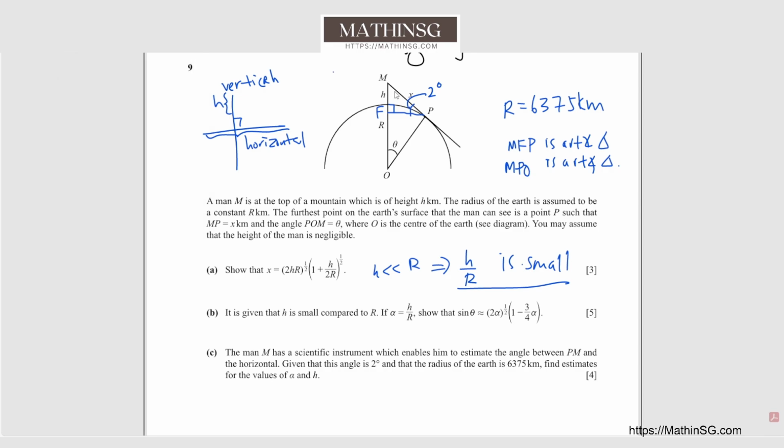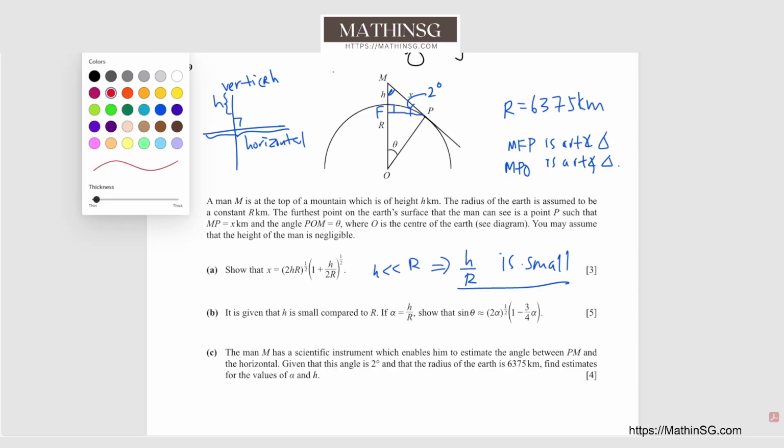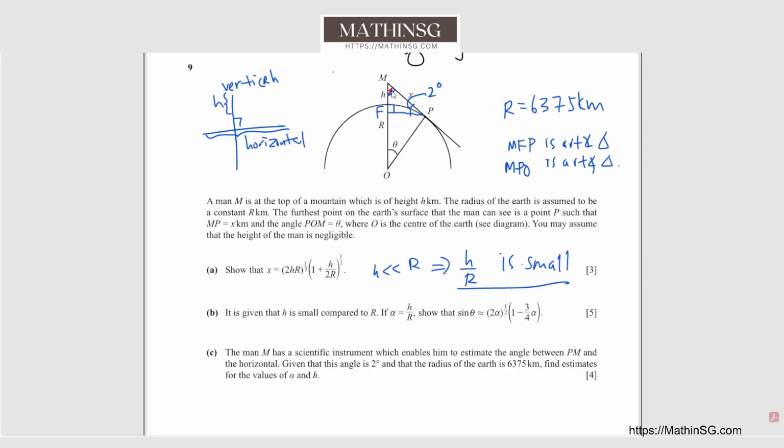Here is 2 degrees. So this angle here, let me use another color. This angle here, let me call it angle Y, right? So I know that this is a right angle triangle. That means Y plus 2 degrees is equal to 90 degrees, right? Because here's 90, so these two must add up to be 90.